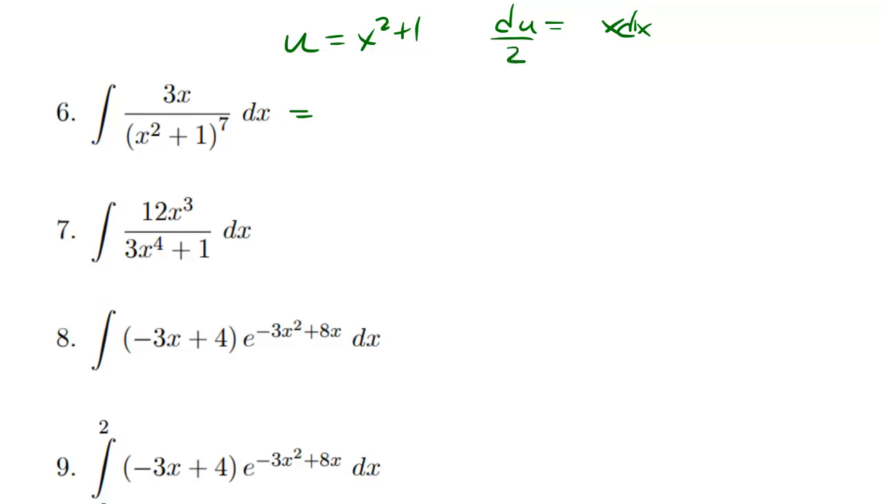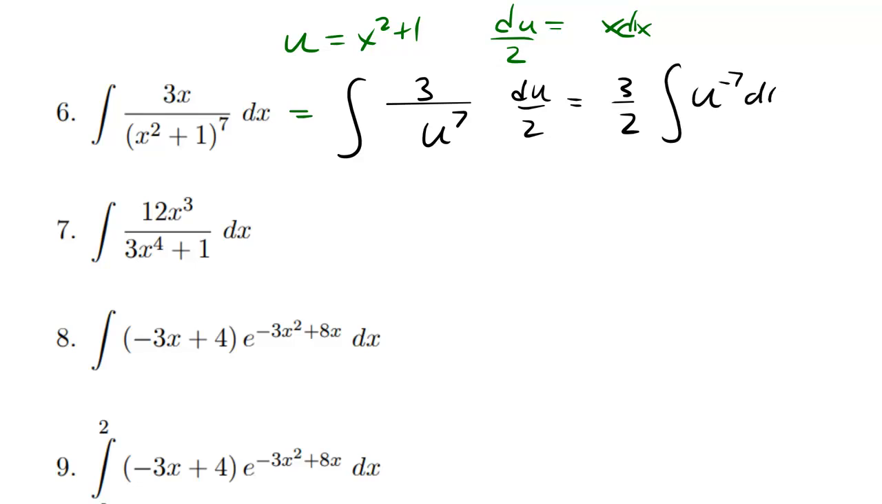This problem then becomes the integral of, well, u to the 7 is in the denominator. The 3 is coming along for the ride. x dx is du over 2. The 3 halves, the 3 and the 2 come out. And I have the integral of u to the negative 7 du, which you can solve pretty quickly as you add 1 to the exponent, divide by that, plus a constant. And you can simplify that as well.